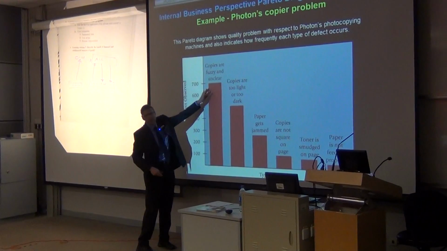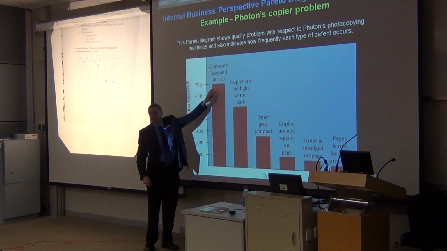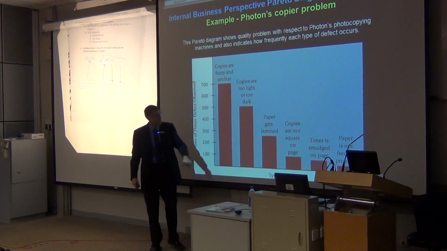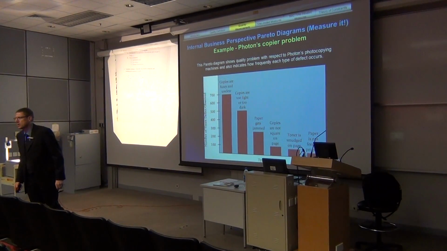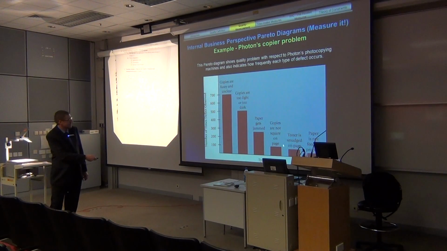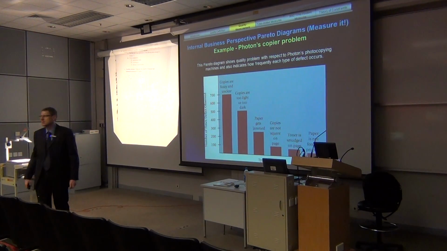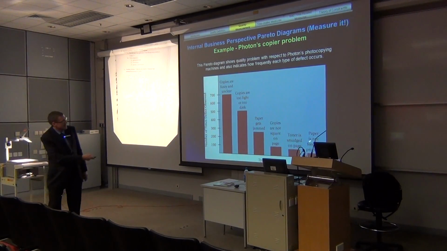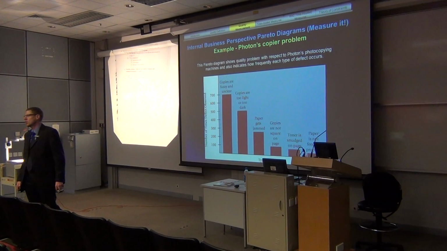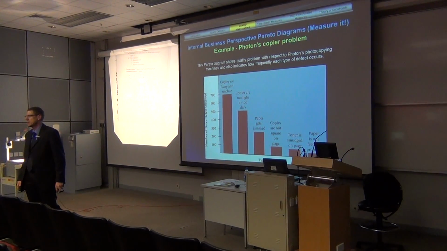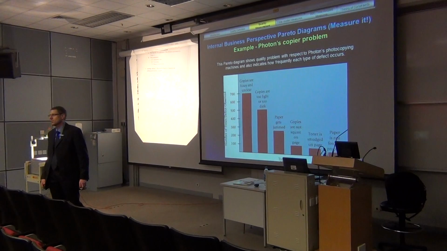A Pareto chart, the idea is to find the defect that is occurring most often, and the defect that is being caused by something least often. In most cases, copies are fuzzy and unclear. That's the most problematic defect of this product. Paper is not feeding properly. That doesn't happen as often. So what are you going to do? What are you going to focus on if you want to improve the quality? What do you focus on?